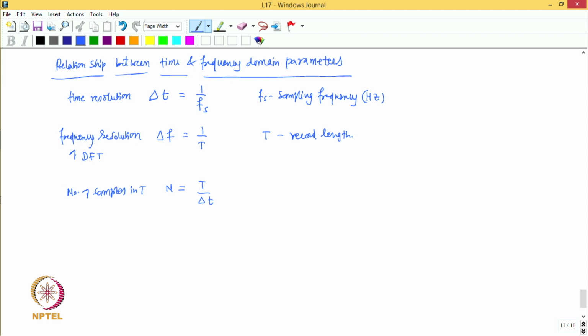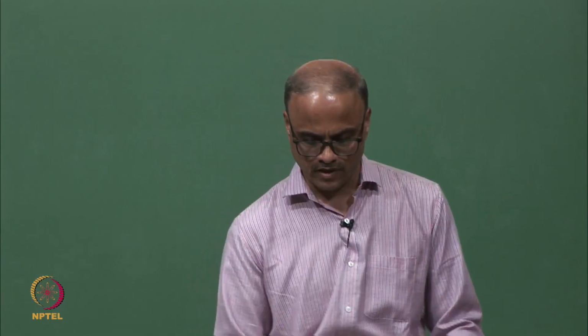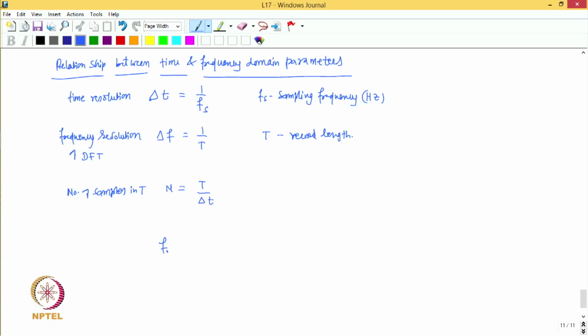Another parameter is the highest frequency component in the spectrum. The highest frequency component basically defines the frequency range of measurement. If we represent it by f max, the highest frequency component in the DFT, this should be equal to N by 2 into delta f, because delta f is the frequency resolution, and we can determine N by 2 real frequency components.